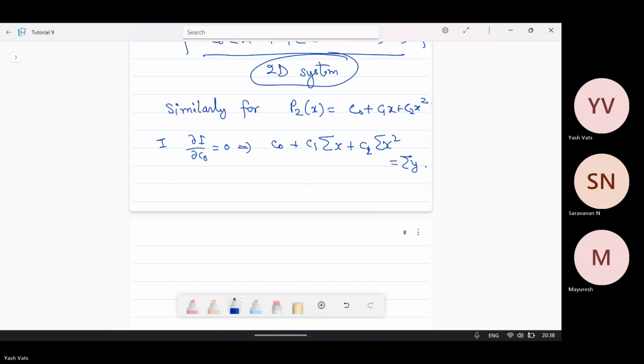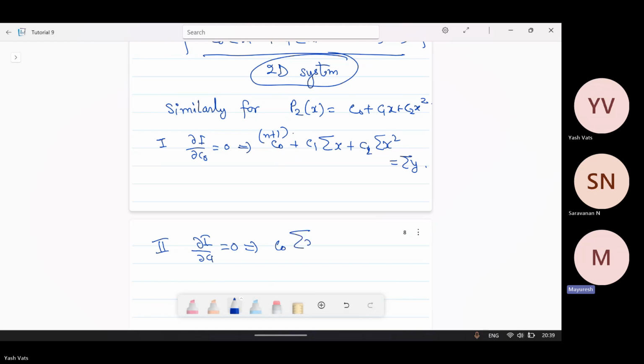Next equation is c0 into n will be there finally. Is it n plus 1? I guess it is n. It should be summation over that series, no? Yeah, I believe it should be. And another one? The second one is c0 summation x plus c1 summation x square.